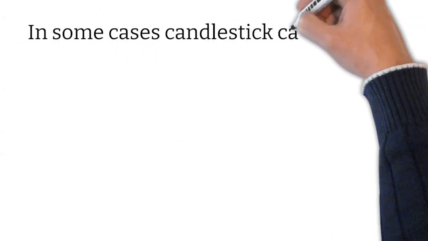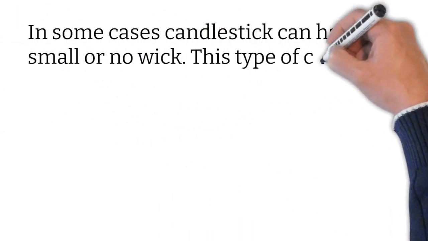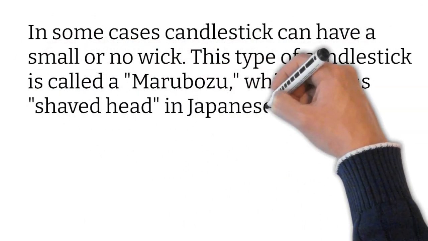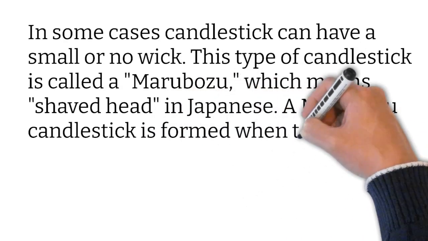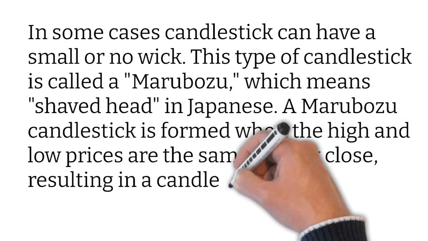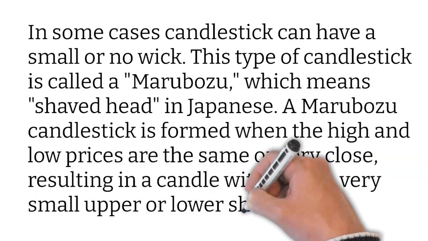In some cases, a candlestick can have a small or no wick. This type of candlestick is called a marubozu, which means shaved head in Japanese. A marubozu candlestick is formed when the high and low prices are the same or very close, resulting in a candle with no or a very small upper or lower shadow.